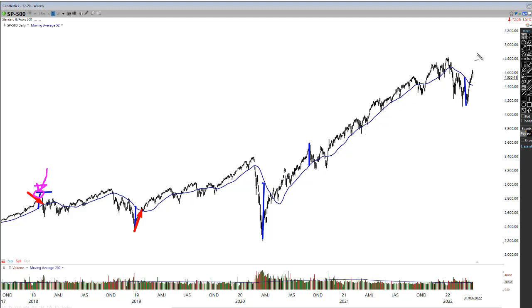The moving average is like the center of the elastic band, and if it gets too far away, either up or down, you can see what happens: we spring back. We got too far away through here, and we spring back to the moving average. So this is going to give you a bit of a gauge on where we are in the market.